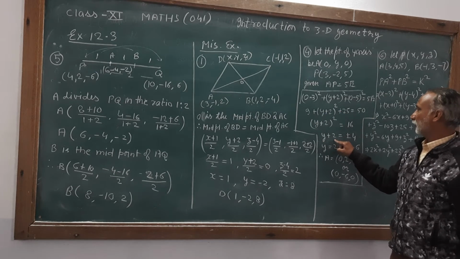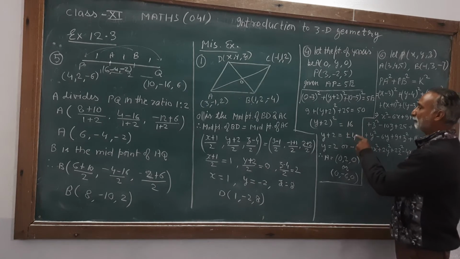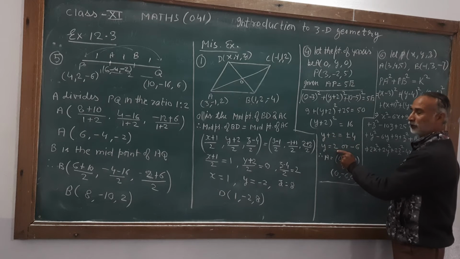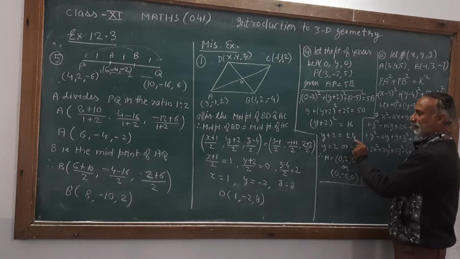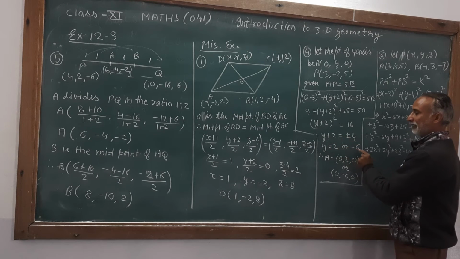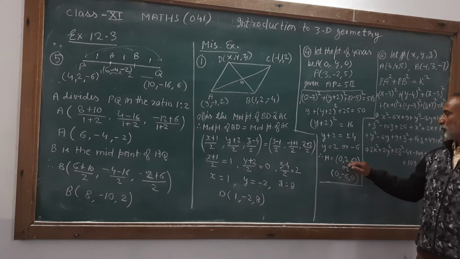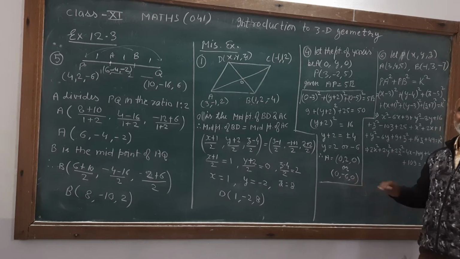So y + 2 will be plus or minus the root of 16, that is 4. Now take the plus sign: y + 2 equals 4, so y equals 2. Now the second case, take the minus sign: y + 2 equals -4, so y equals -6. So the coordinates of A will be (0, 2, 0) or (0, -6, 0).